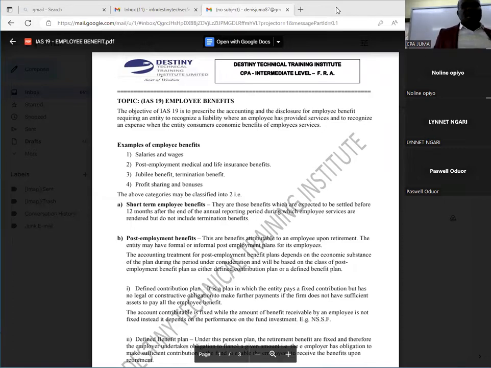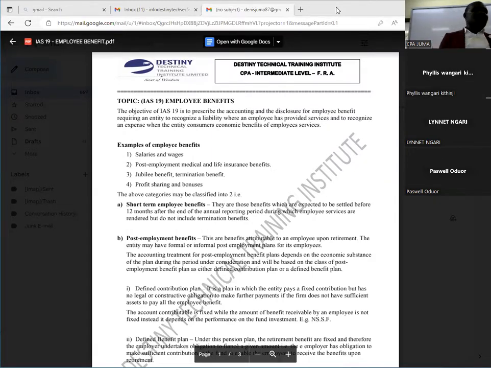recognize a liability where an employee has provided services, and to recognize an expense where the entity consumes economic benefits of employee services. Take NSSF: we contribute, they also contribute. So the employer contributes, you also contribute. So they need to recognize an expense in relation to that and also a liability to that effect.